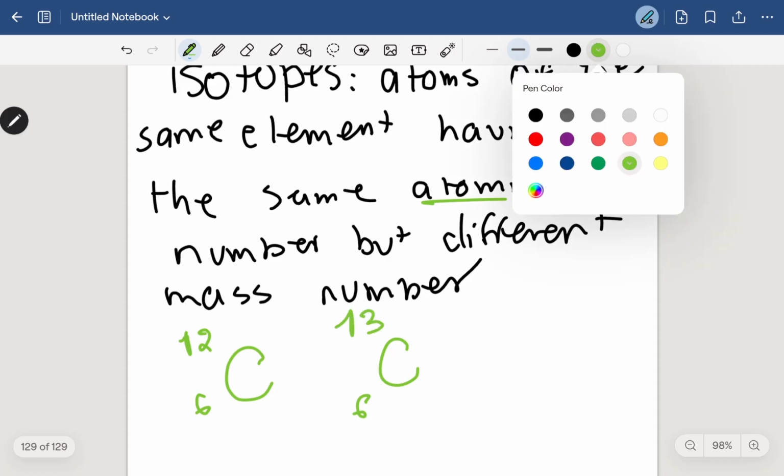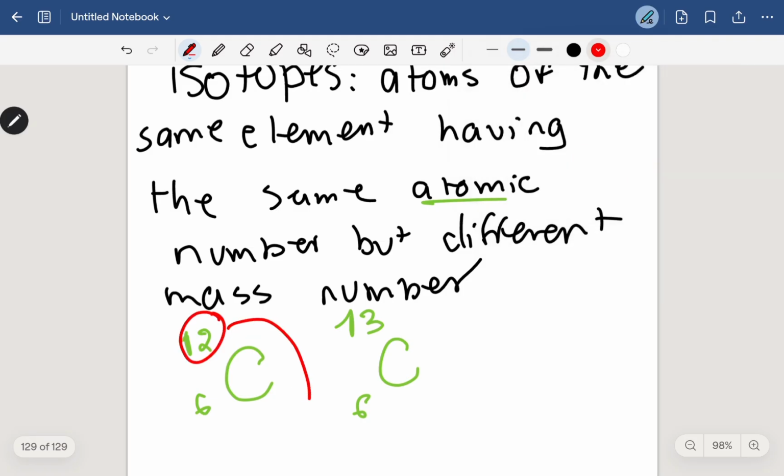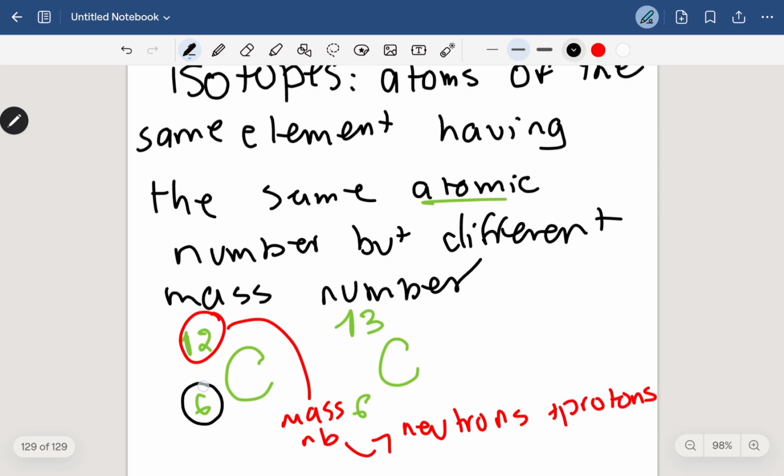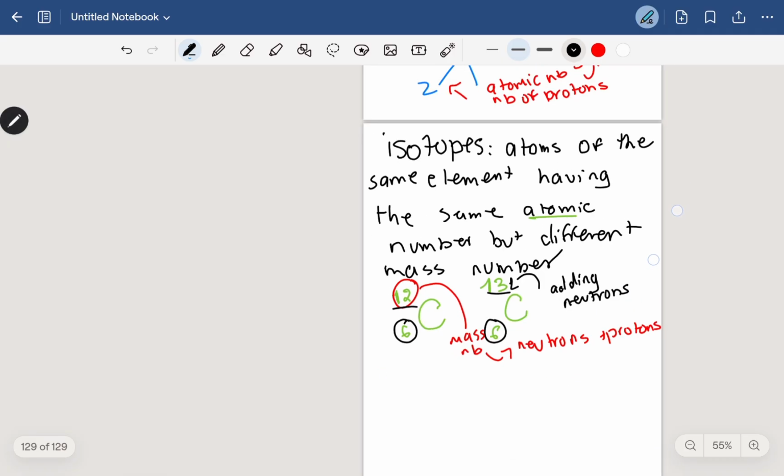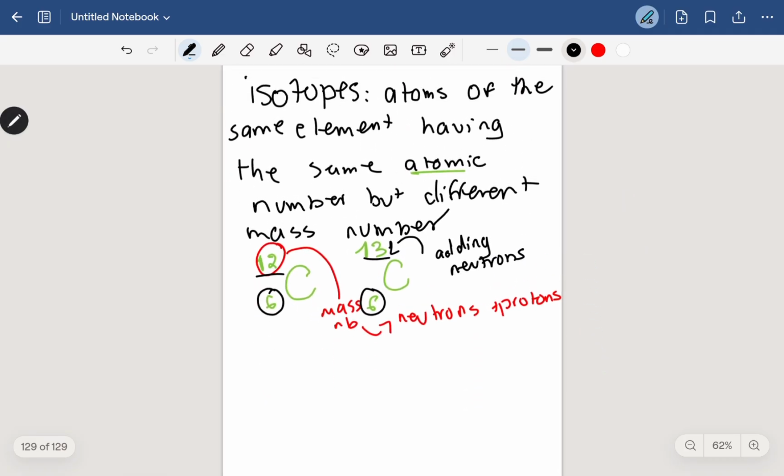Now, what is changing in the isotopes? It's the number of neutrons. How do we know? We know that this on top is what? It is our mass number. And we know that the mass number is neutrons plus protons. So if it was originally 6 protons and the mass number was 12, and then the isotope is again 6 protons, but the mass number is 13, then definitely we are adding neutrons.